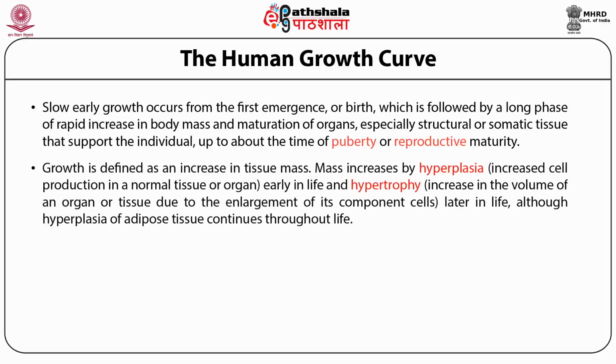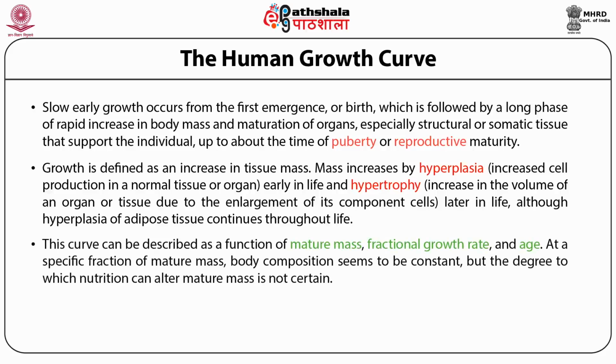Growth is defined as an increase in tissue mass. Mass increases by hyperplasia, that is, increased cell production in normal tissue or organs early in life, and hypertrophy, that is, increase in the volume of an organ or tissue due to enlargement of its component cells later in life, although hyperplasia of adipose tissue continues throughout life. The growth curve, being mass or cumulative weight plotted against age, is sigmoid, consisting of a prepubertal accelerating phase plus a postpubertal decelerating phase. Mathematically, this curve can be described as a function of mature mass, fractional growth rate and age.